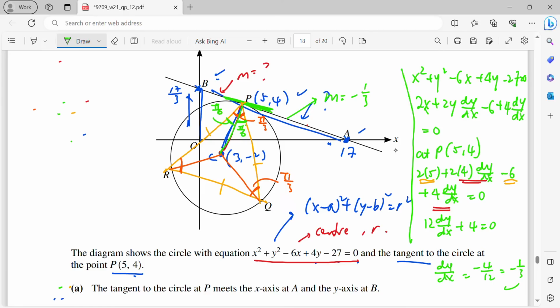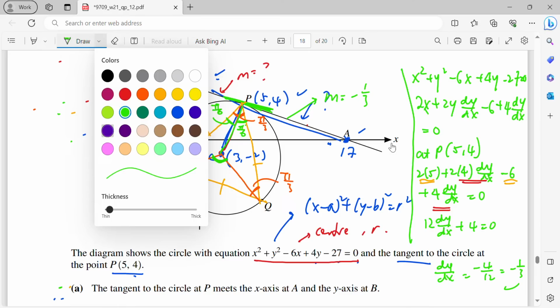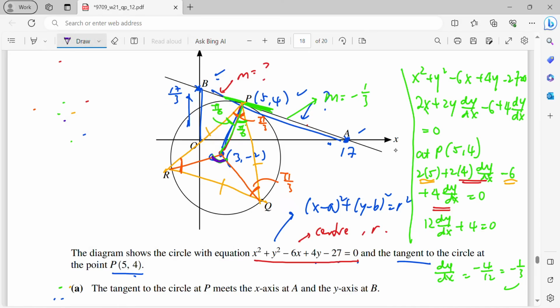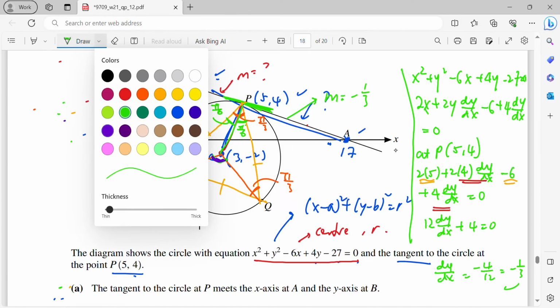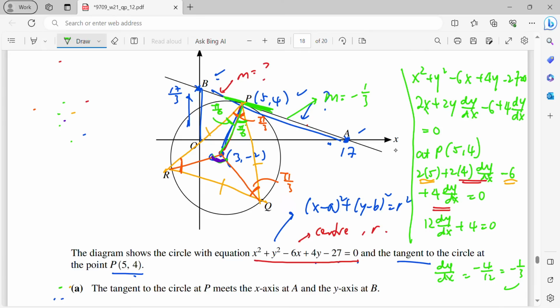Now, if you refer to the properties of the circle, this angle, now look at here. This is pi over 3. Here is going to be pi over 6 because I split it into two. Here is going to be pi over 6.